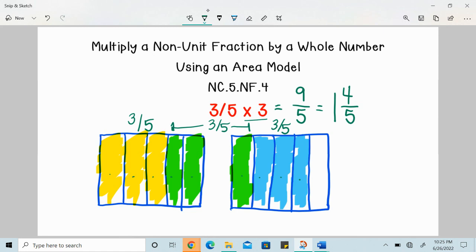And that makes sense because in this one whole that I'm writing right here, there are 5/5. And if I added 5/5 to the 4/5 that I have here in this mixed number, that would give me a total of 9/5, which is what that improper fraction is. So here I can see that 3/5 times 3 is equal to 9/5, or 1 and 4/5. And that is how we can use an area model to multiply a non-unit fraction by a whole number.